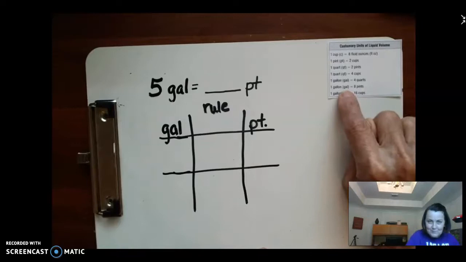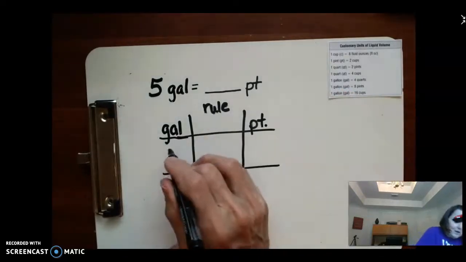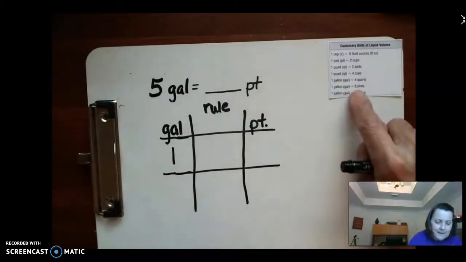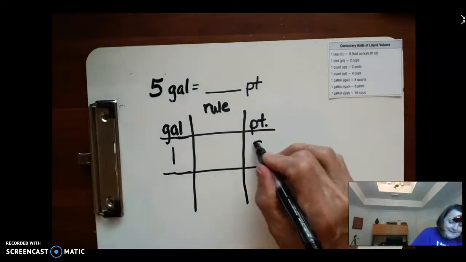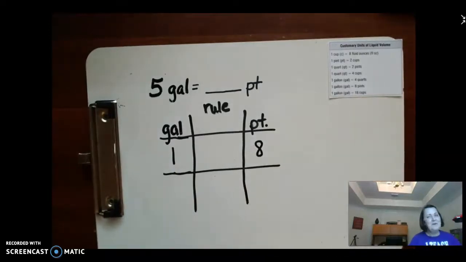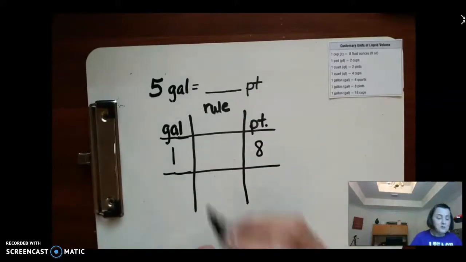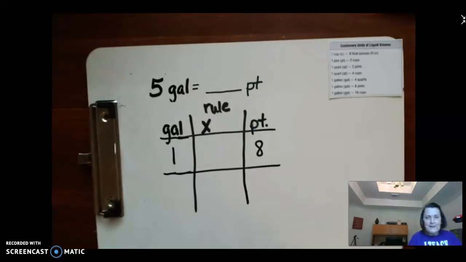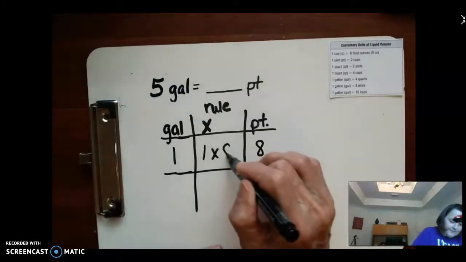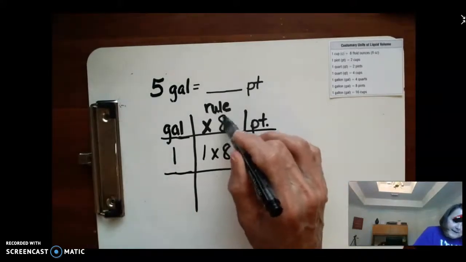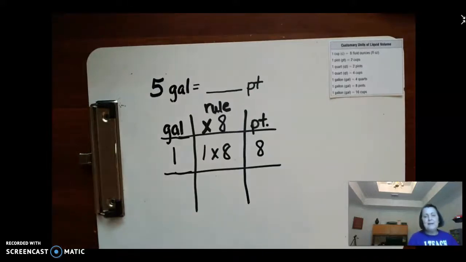So anything that's labeled gallons goes here. So the 1 goes in the gallons column, and this says 8 pints, so the 8 goes in the pint column. Now, we can figure out what our rule is, multiplying or dividing. If we're going from 1 to 8, we are going to multiply. So how do we go from 1 to 8? Well, we know that 1 times what equals 8? 8. So our rule now is times 8. So gallons times 8 will give us pints.